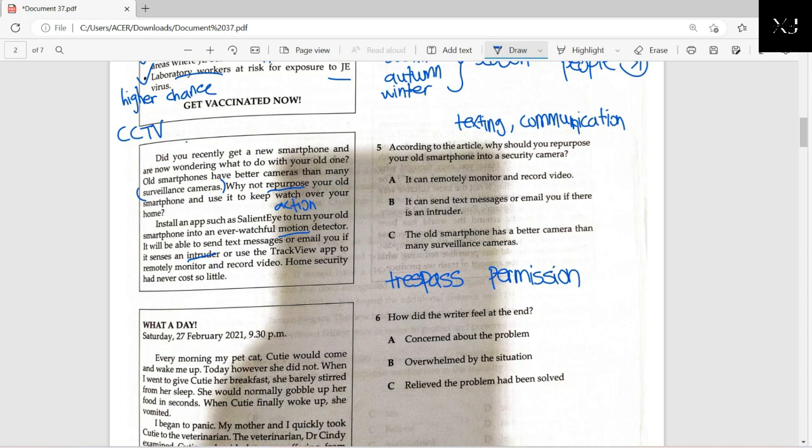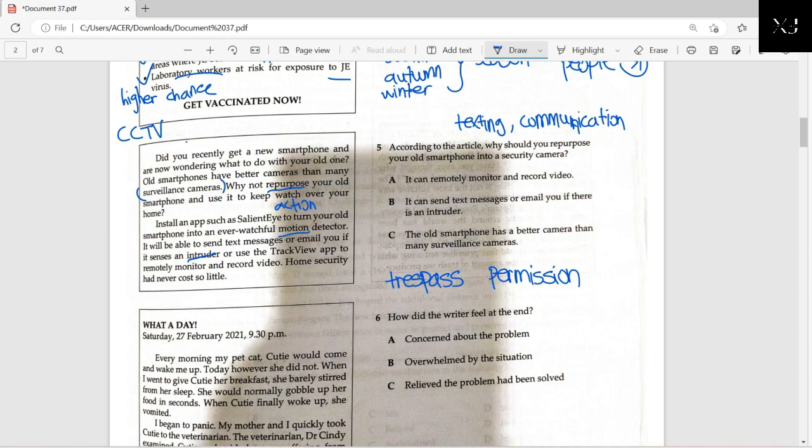Home security had never cost so little. So it's saying that this particular app or this particular phone, you use the phone and it's a second-hand phone now, right? So that's why it doesn't cost much, because you don't need to buy anything new, and probably you just need to pay a small amount of money to use the app.